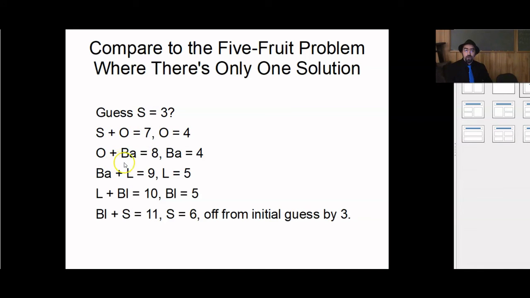If the oranges cost 4, the bananas have to cost 4. If the bananas cost 4, the limes cost 5. If the limes cost 5, the blueberries cost 5. If the blueberries cost 5, then either the blueberries cost 5 and we guessed that the strawberries cost 3, so that gets us 8 when we need an 11. We're off by 3. Or we could say, blueberries cost 5, but strawberries cost 6.